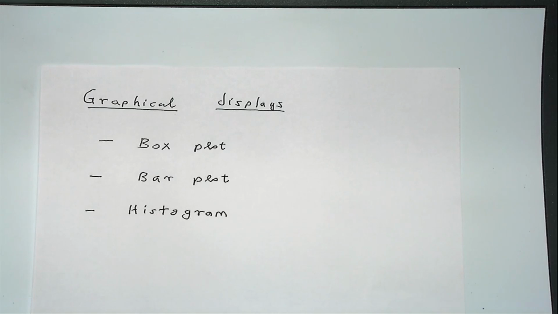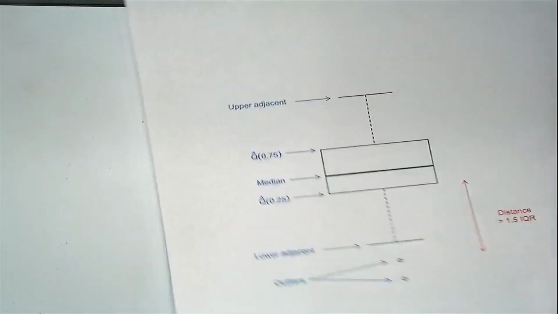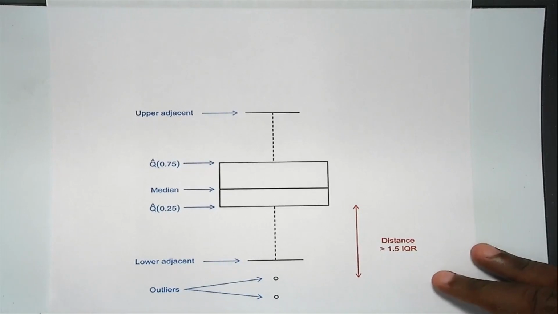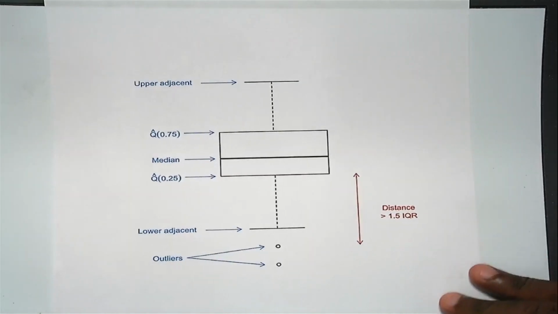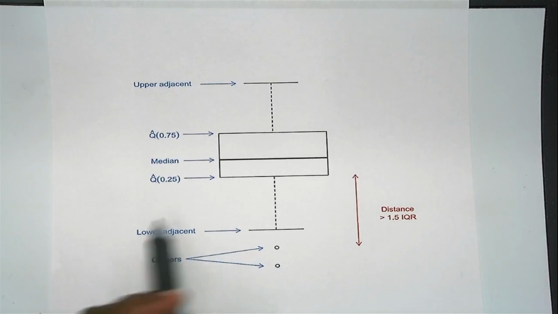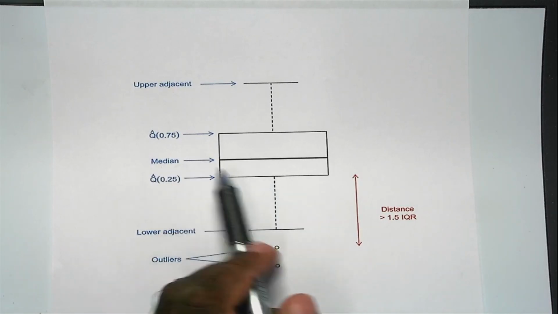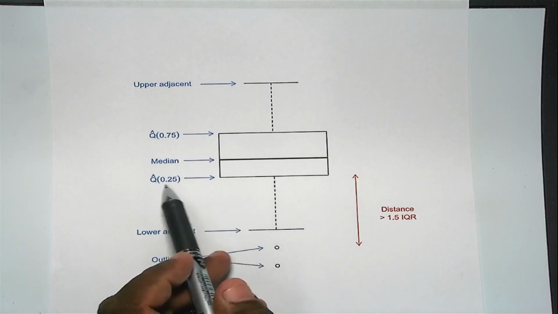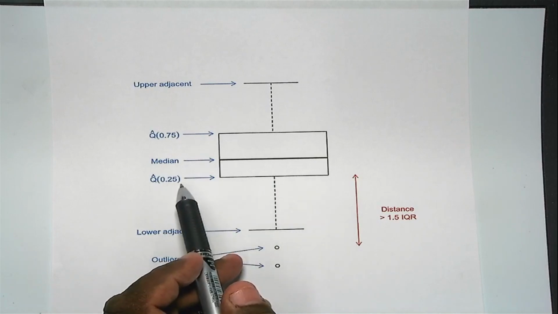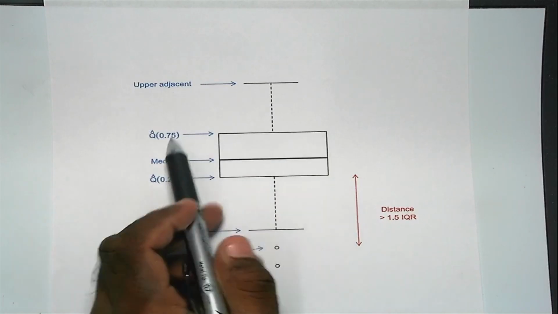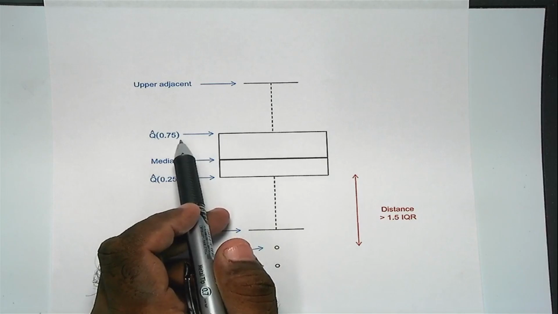The box plot, if you do that in R, will look something like this. So I will explain what these are. The middle line here is the median of the data, and this line here is Q at 0.25, the first quartile. And this line here is Q at 0.75, which is the third quartile.